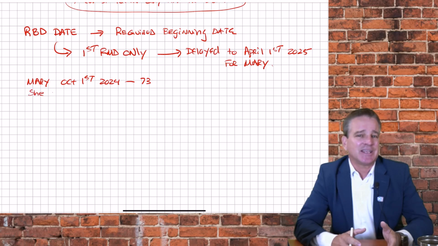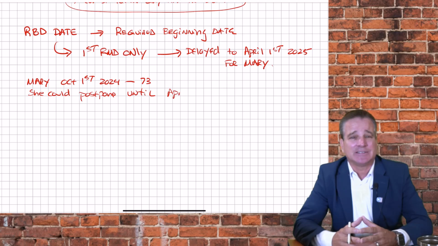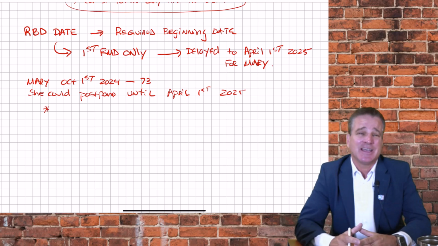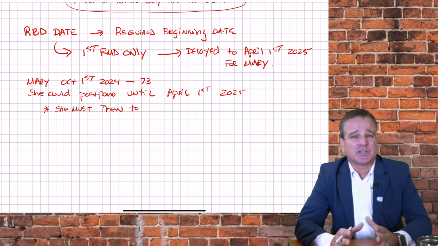She must then take her second RMD by December 31st of 2025. Therefore, actually taking 2 IRA distributions in that one tax year. And depending on the size of Mary's IRA, that could be a significant tax increase come tax time. So make sure you check that out.